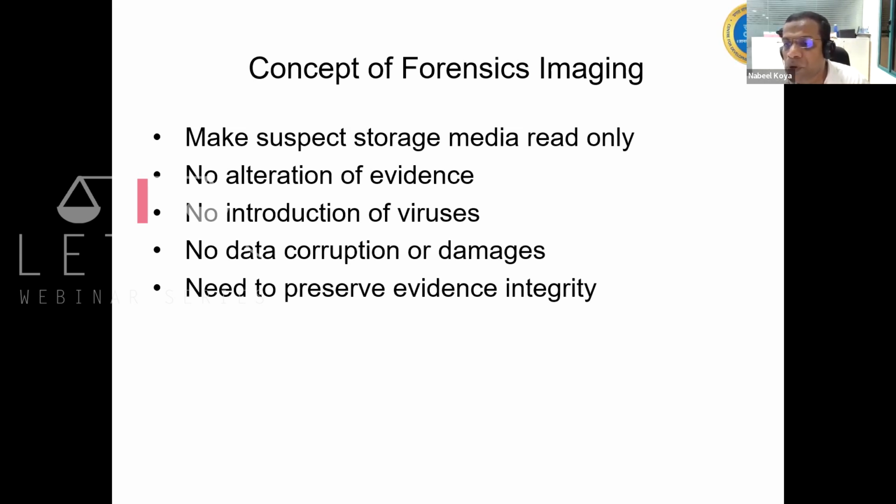And also, at a later point of time, the defense cannot argue that you had inserted something into it, because this is a read-only file. There is no virus in it. There is no malware introduced in it. So it's a read-only file. It's a container which you can read only using certain applications specifically made for forensics.